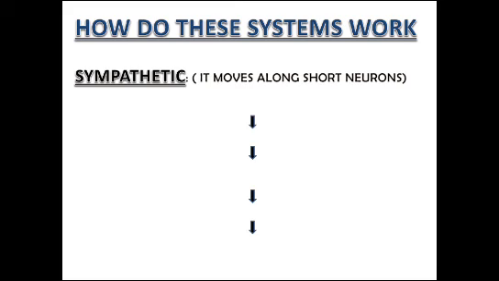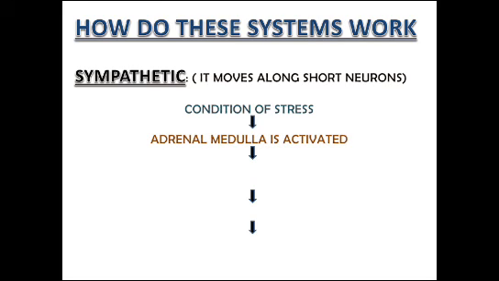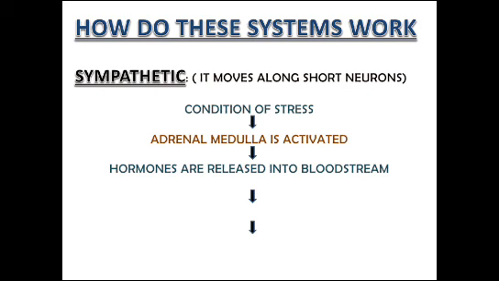See, I already told you that sympathetic is a faster system because it is moving along short neurons. So first of all, how do these systems work? Sympathetic works in the condition of stress. When there is a condition of stress, then the adrenal medulla is activated. Where is the adrenal medulla? In the adrenal gland. And this adrenal medulla releases the hormones in the bloodstream. Which hormones? There are two hormones, adrenaline and noradrenaline.